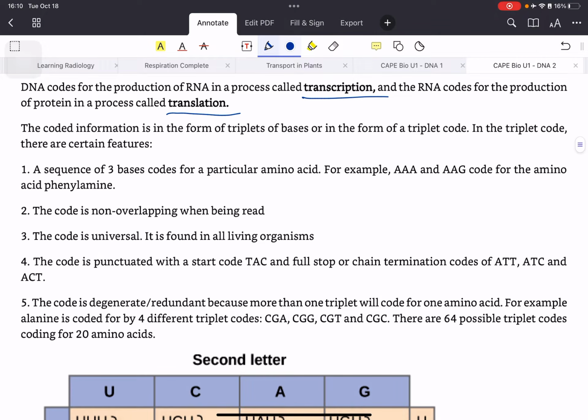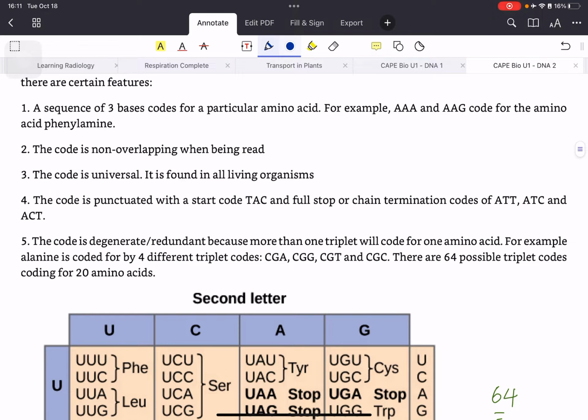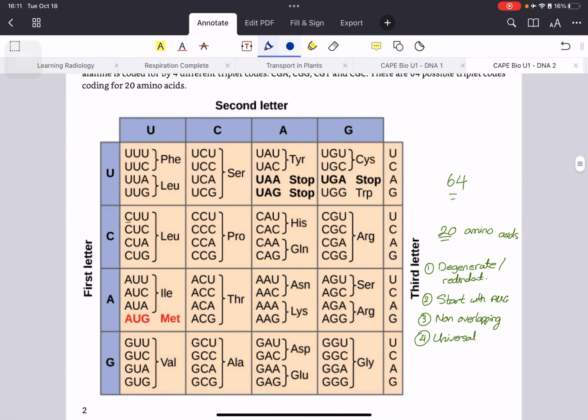Now, the information needed for these processes is coded, right? And it is coded in the form of triplets of the bases that we learned already. We know the four bases, right? So they are coded in triplets, and the triplets have certain features that we will discuss very soon. But first of all, let's take a look at this table here.